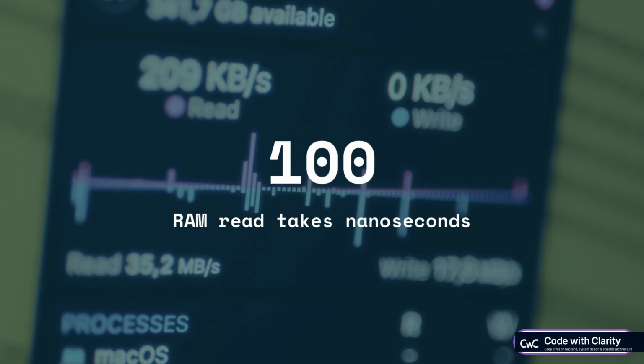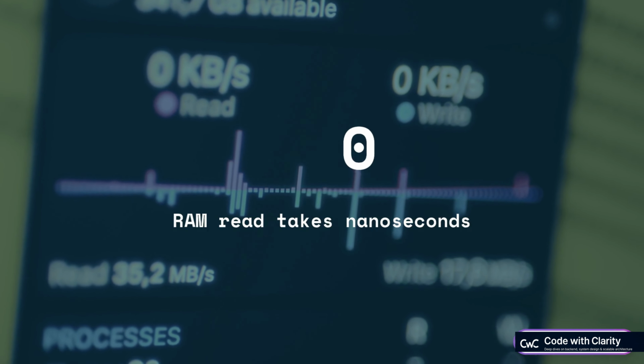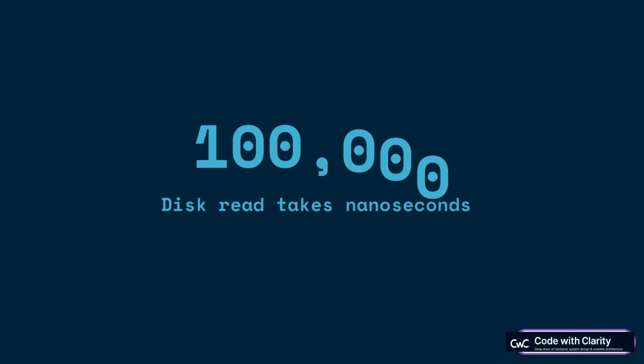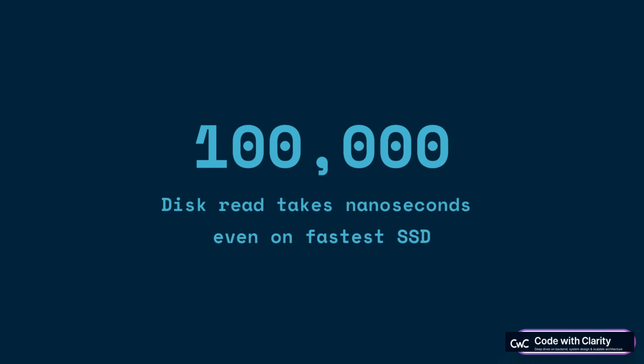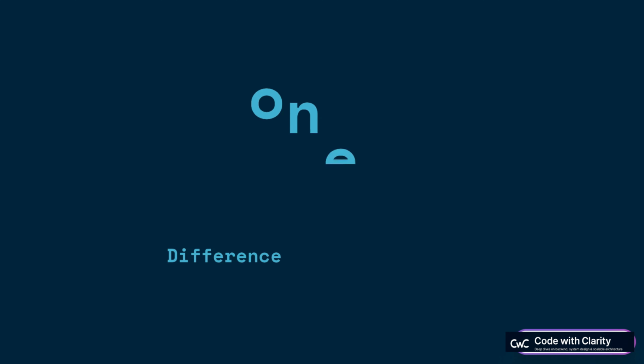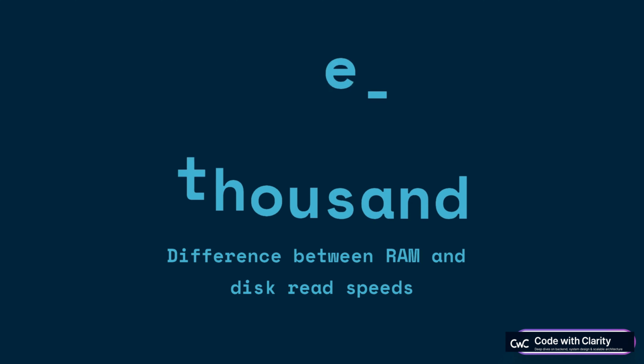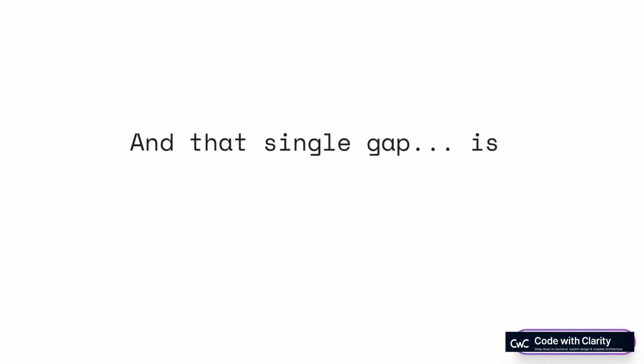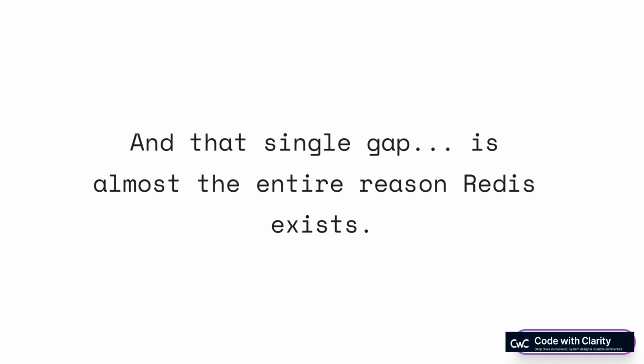A RAM read takes 100 nanoseconds. A disk read, even on the fastest SSD you can buy today, takes 100,000 nanoseconds. That is a 1,000 times difference. And that single gap is almost the entire reason Redis exists.